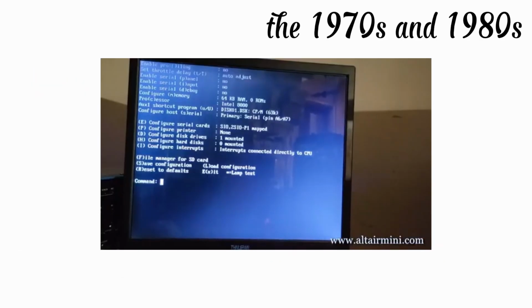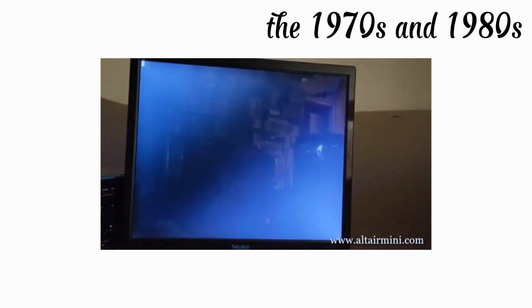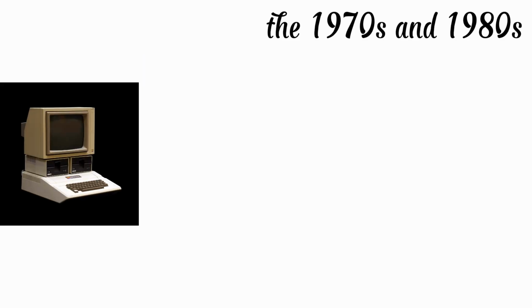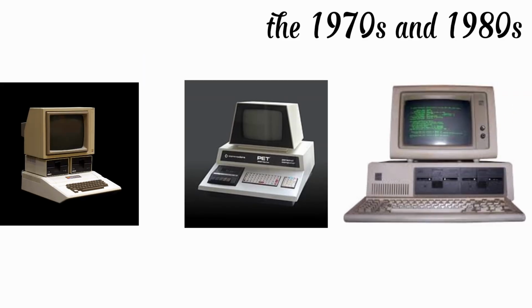MITS's Altair 8800 is a famous example that inspired the founders of Microsoft to write its first product, Altair Basic. Then came the Apple II, the Commodore PET, and the IBM PC in 1981. These machines took computing from corporate or university labs and placed it onto desks in homes and small businesses.